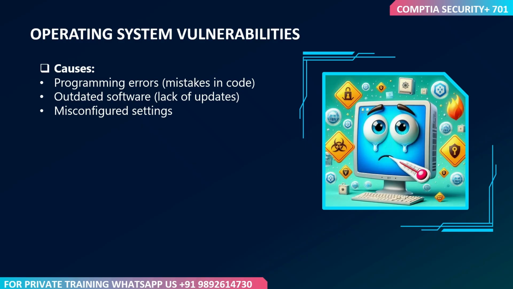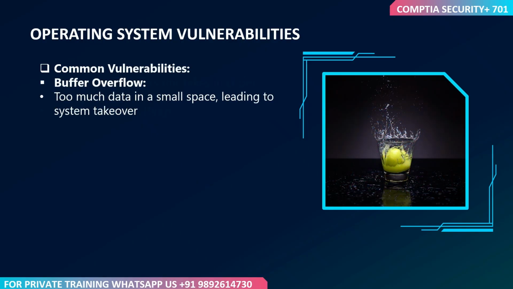Sometimes they are due to programming errors, and when developers create an operating system, they write thousands or even millions of lines of code. It's nearly impossible to write perfect code without any mistakes. These mistakes can create gaps that attackers exploit. Other times, vulnerabilities appear because the operating system is outdated. Just like how roads need repairs after years of use, software needs updates to fix problems and keep up with new threats. A common example of an operating system vulnerability is something called a buffer overflow.